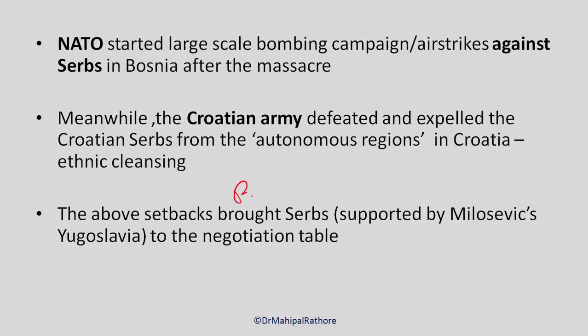The above setbacks in Bosnia by the bombing campaign and in Croatia by the Croatian army brought the Serbs to the negotiation table. And these Bosnian and Croatian Serbs were supported by Milosevic. Remember Slobodan Milosevic, the president of the Republic of Serbia. Now he is the de facto ruler of Yugoslavia. He is controlling the government of Yugoslavia while all these wars are going on. So he was giving his support to his Serbian brothers in Bosnia and Croatia.